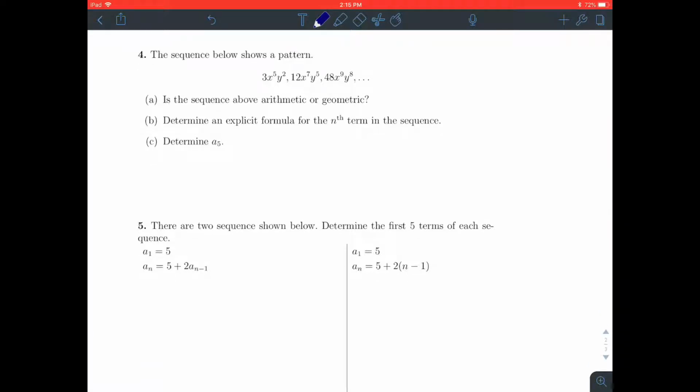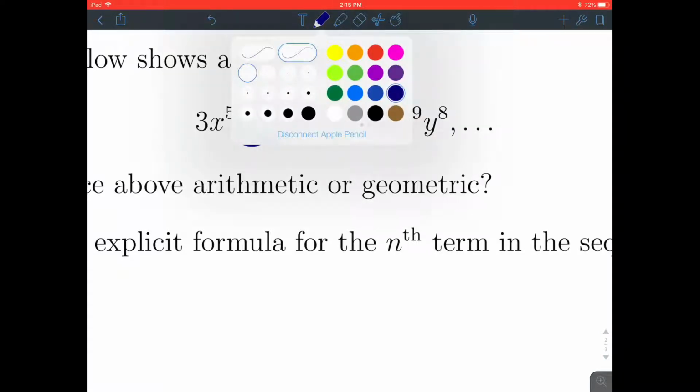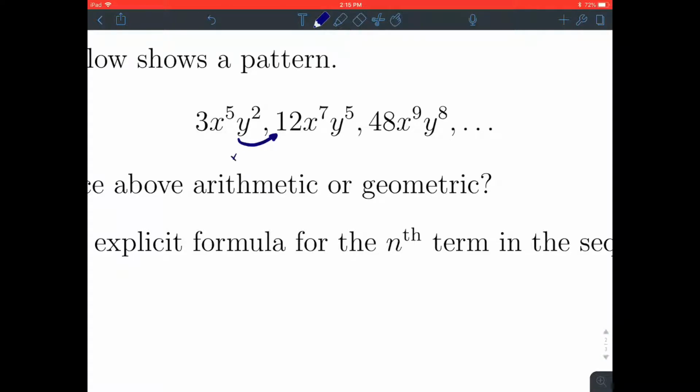The sequence below shows a pattern. It can be very hard to figure out what pattern this is because I put in all of these x's and y's for no reason. So let's see. Starting with just the number, though, I think I can start to get some insight. Let me reduce the pen size. So 3 times 4, and I'm not going to use the x for multiplication, I'll just use a dot, times 4.